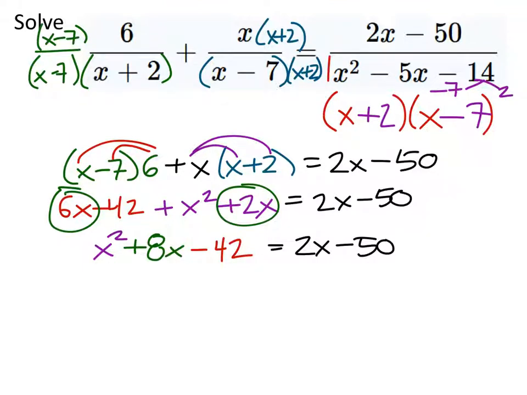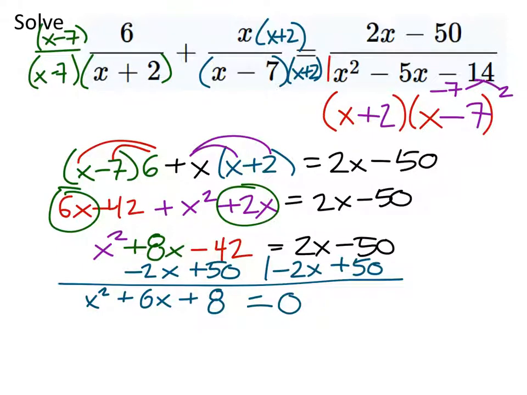It's in descending order, which is great, but I want it to equal 0, so when I factor, I can find the answer. It's a little bit easier than trying to guess and test at this point. So I'm going to subtract 2x from both sides and add 50 to both sides. Okay, well, again, we got a coefficient of x squared that's 1, so no factoring by grouping here. I just need two factors of 8 that add up to 6. 4 and 2, very good. So I've got x plus 4 and x plus 2. This should equal 0.